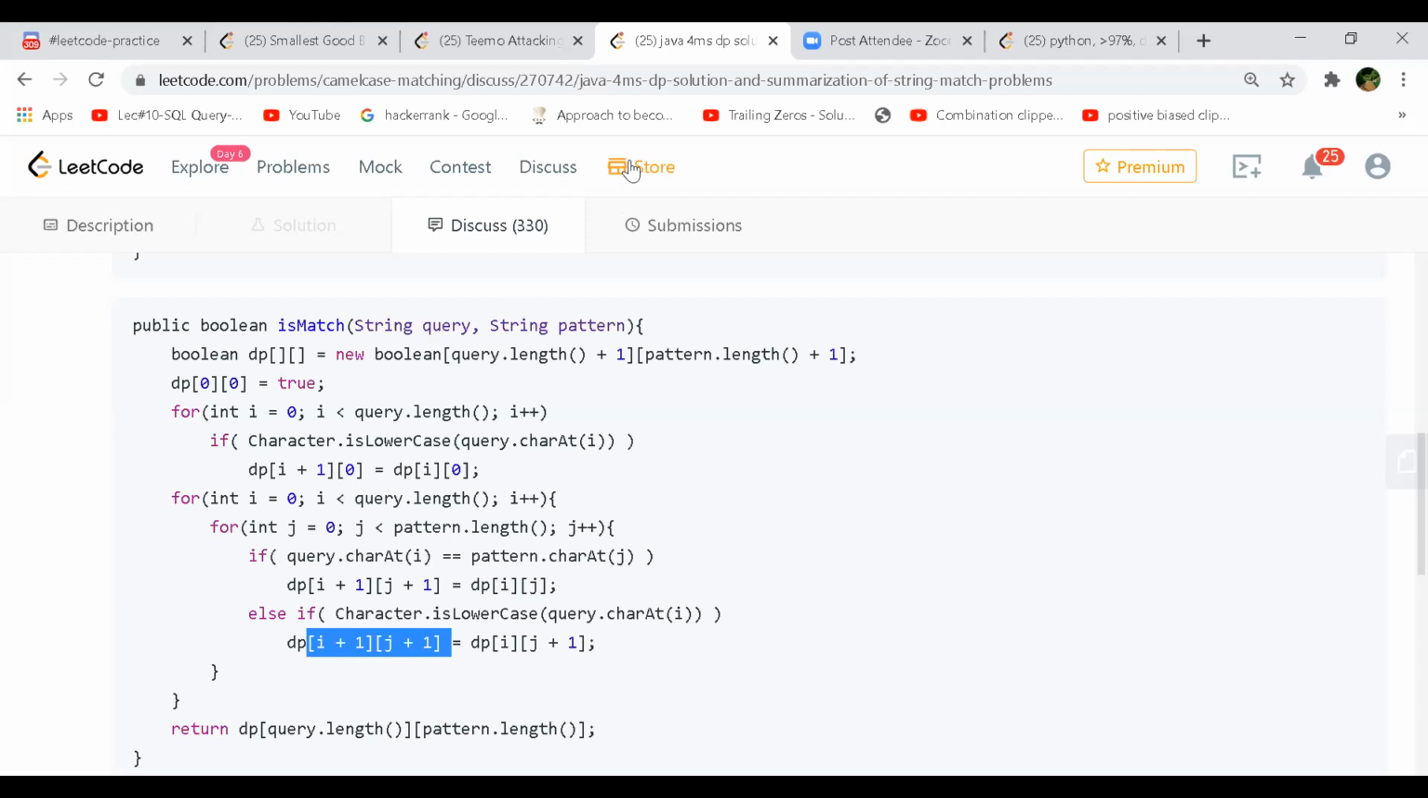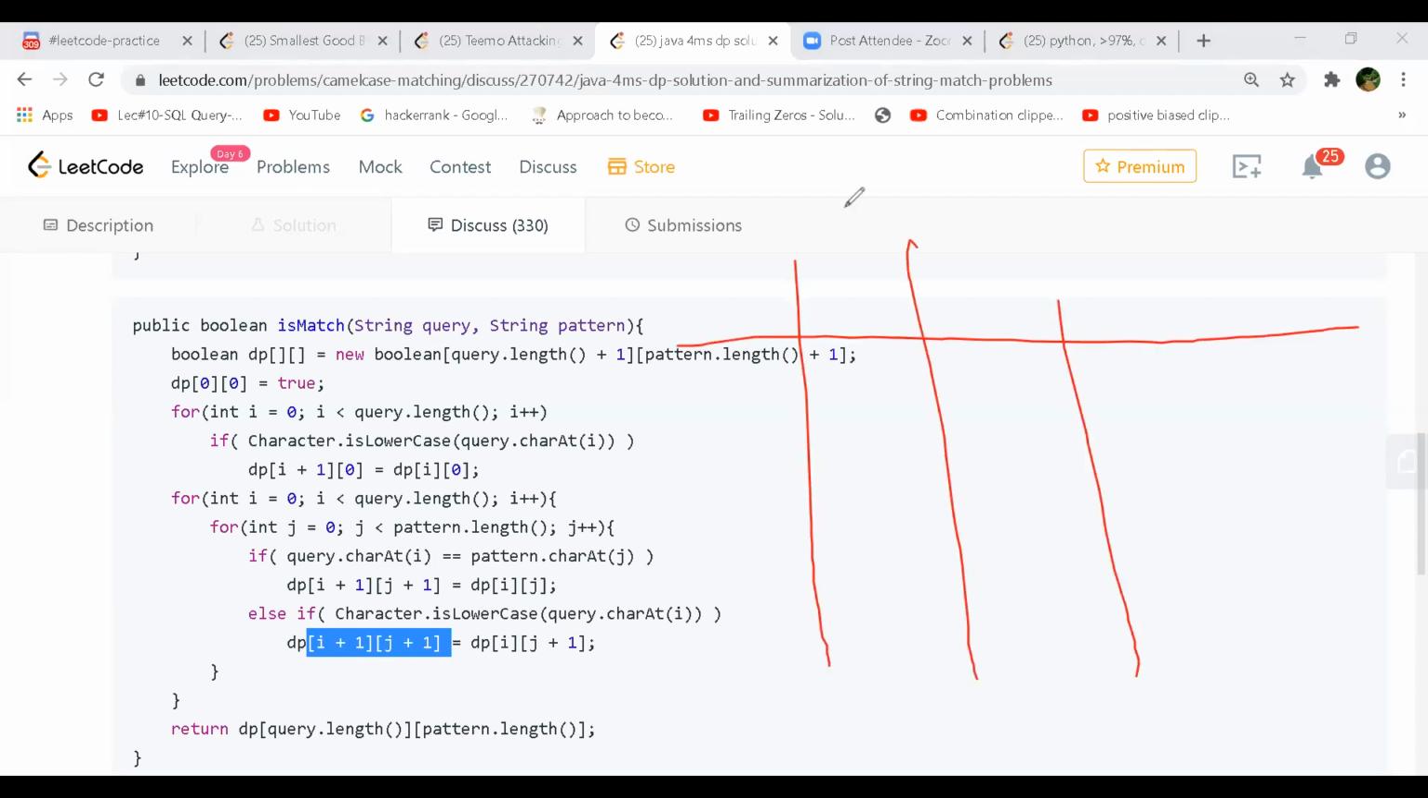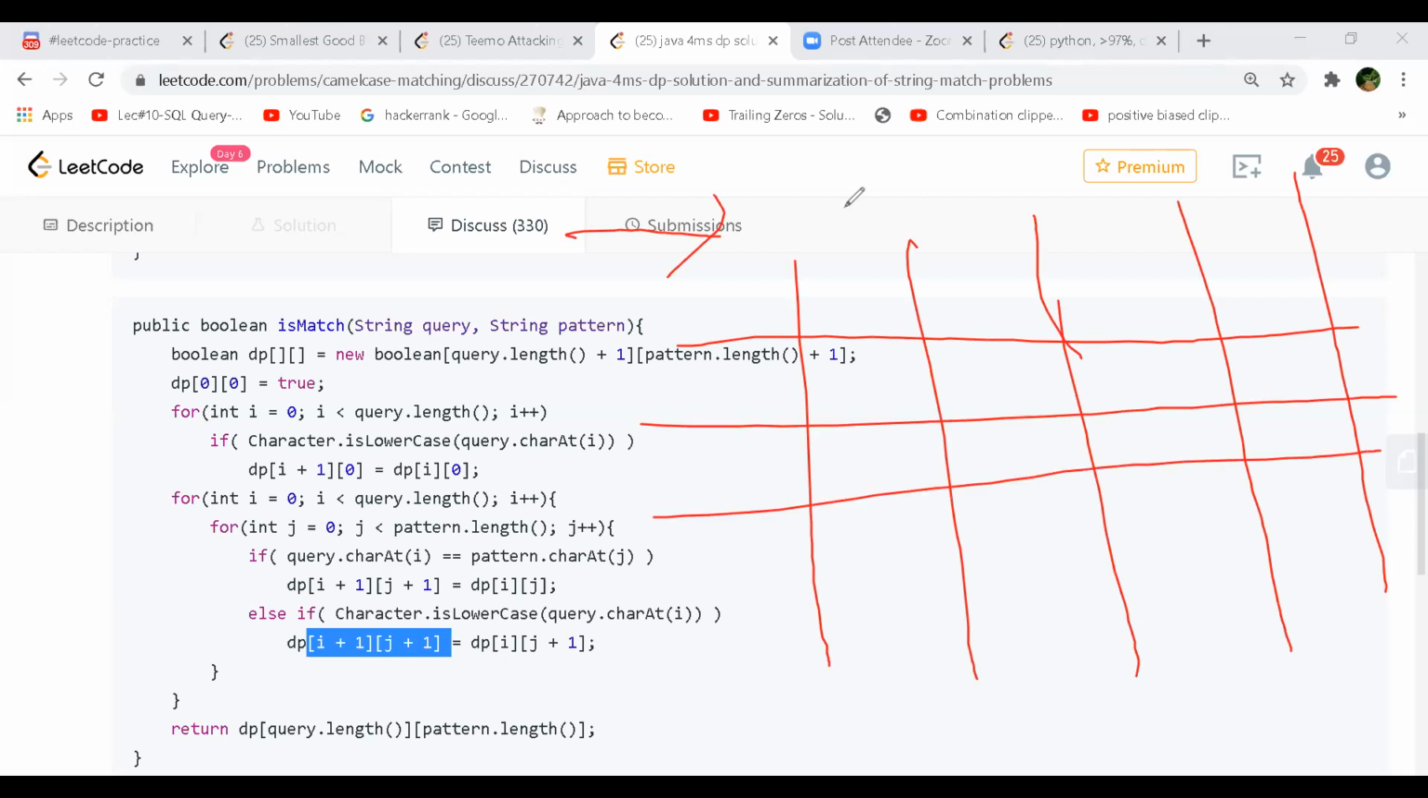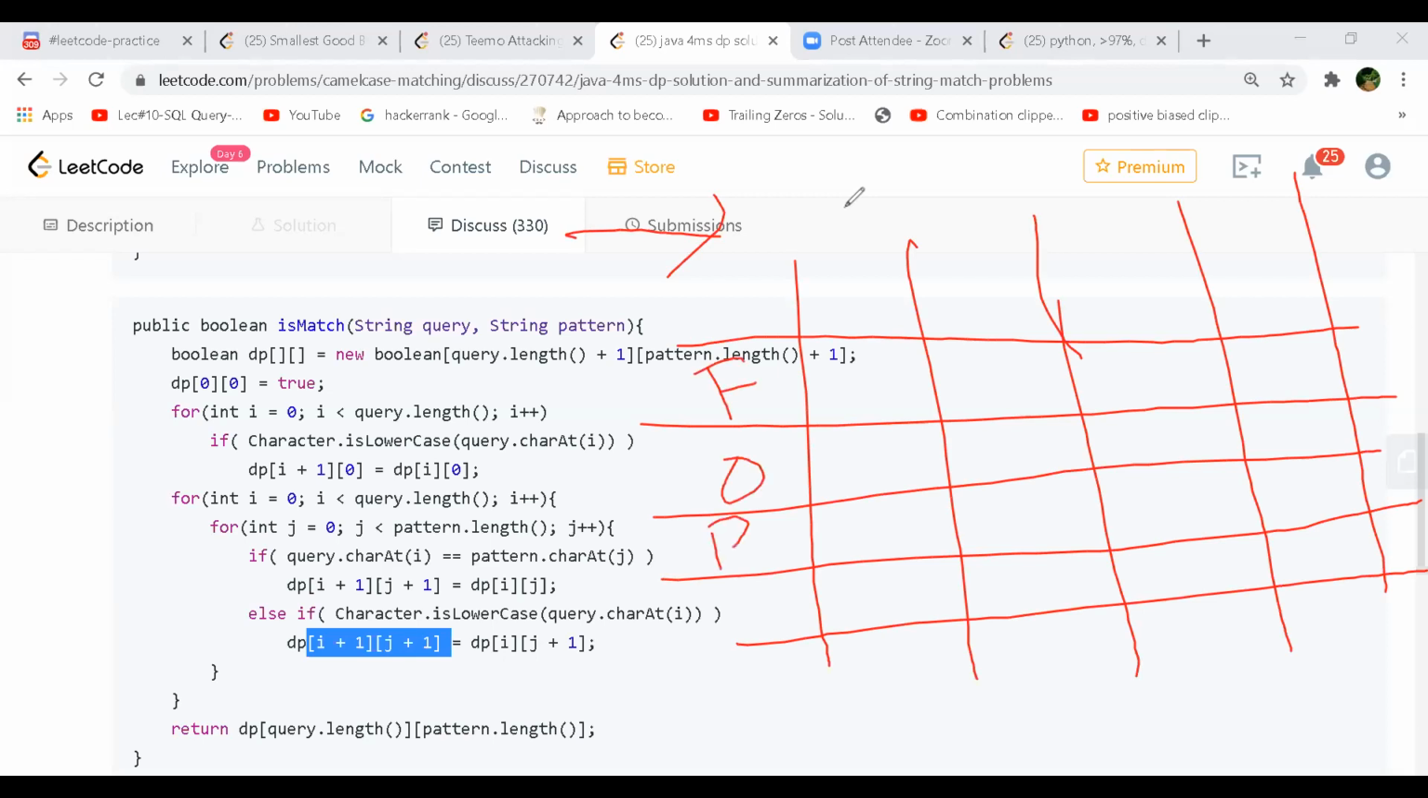Yeah, let's draw the DP. I think it will be like this. No, this will be your query, right? What is your query, and this will be your pattern. What was it, F O B, small a, it was, right? Something like that.